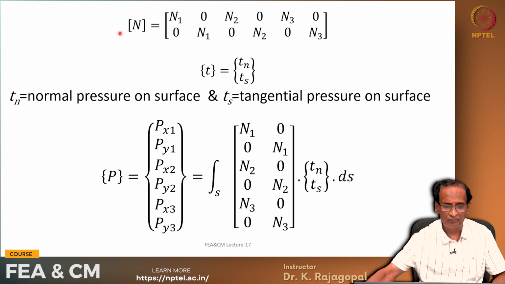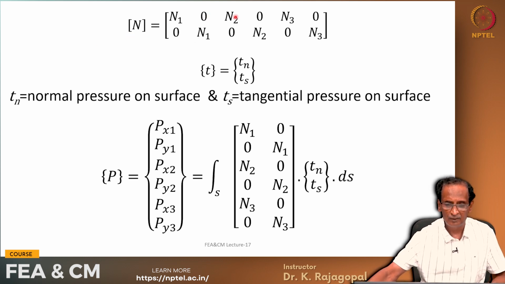And our shape function matrix will be N1 0, N2 0, N3 0, because we have only 3 nodes, and then the traction is Tn and Ts. Tn is the normal pressure on the surface, and Ts is the tangential pressure on the surface.